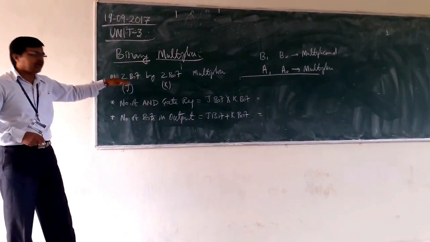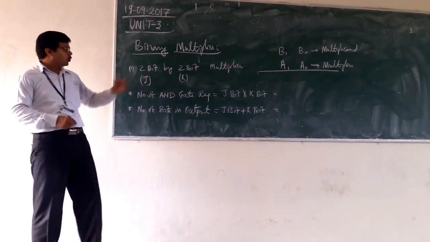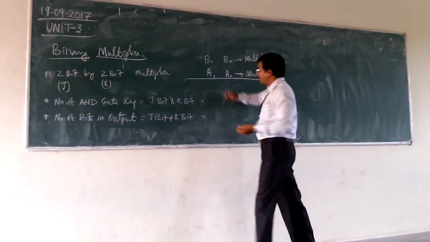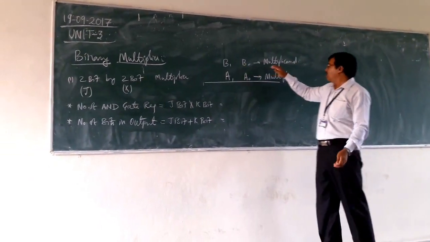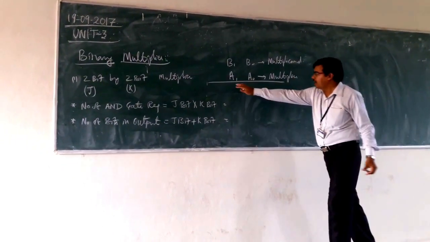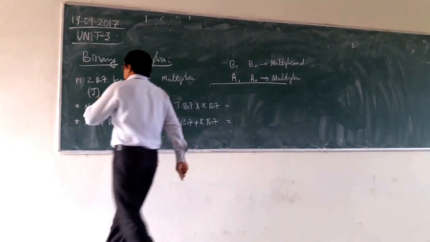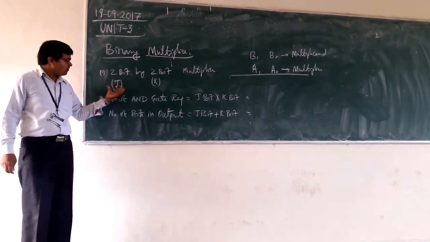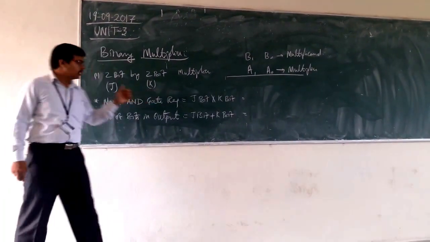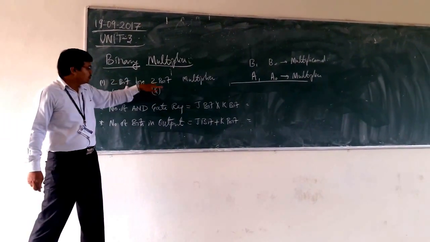In binary multiplier, we are starting with the example of say 2-bit by 2-bit multiplier. So what are those 2 bits? You are having B1 and B0, which is your multiplicand, and you are having A1 and A0, which is your multiplier. Now say let us assume that you are having a J bit by K bit multiplier. Here it is 2-bit by 2-bit. Let us assume this 2 is your J bit and this 2 is your K bit.